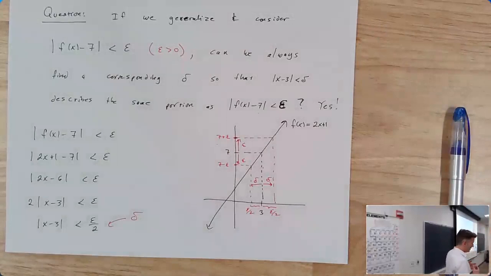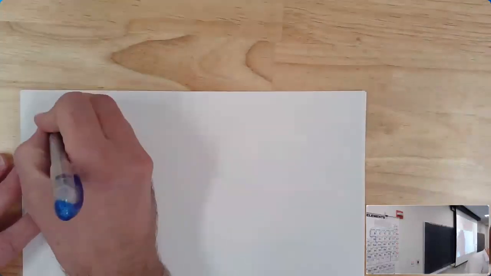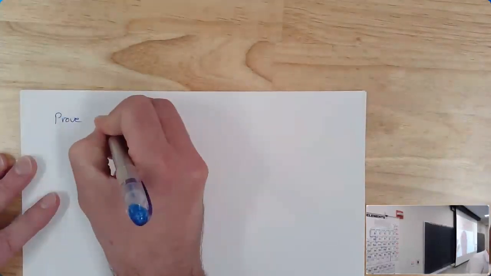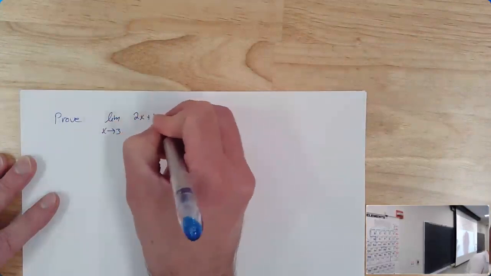So this leads to the idea of actually writing a proof. Even though we have done the work, your professor might have a different way that they like to write it versus how I like to write it. People have different ideas about how it's worked. There is kind of a formal way of writing up this proof. So here's the idea. We're going to prove the limit as x approaches 3 of 2x plus 1 is equal to 7.